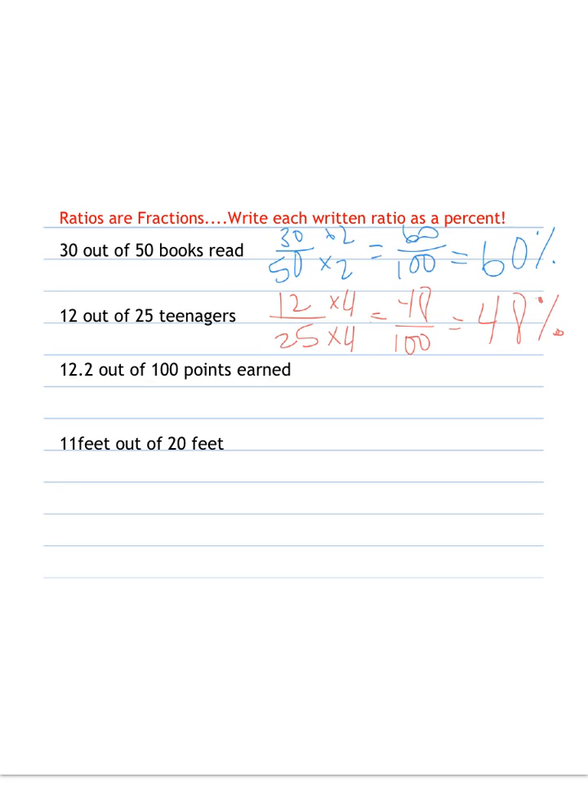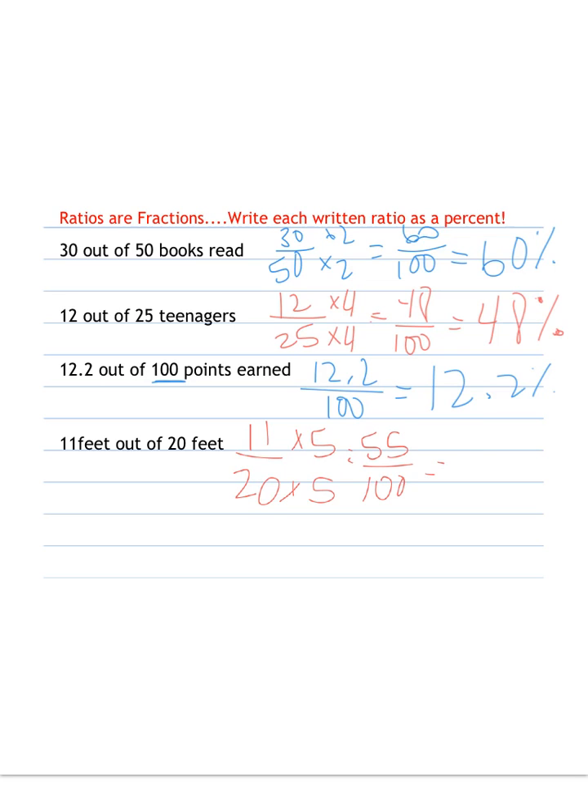12.2 out of 100 points earned. Well, since it's already out of 100, if we were to write that as a fraction, 12.2 over 100, that is telling us it is 12.2%. Next one, 11 feet out of 20 feet. Our fraction is 11 out of 20. Multiply the numerator and the denominator by 5. 55 out of 100 tells us 55%.